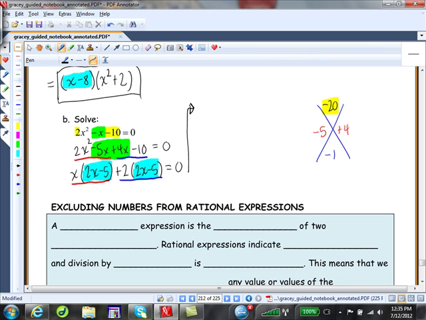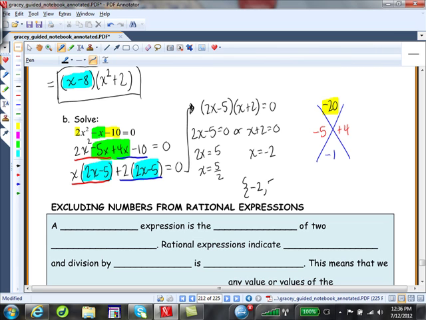I'll come up here so we have some room to work. So, factoring out the 2x minus 5, we're left with x plus 2, and that's all equal to 0. Now we can use our 0 product principle. So 2x minus 5 is 0, or x plus 2 is 0. 2x is 5, and then dividing by 2, we get x is 5 halves, or x is negative 2. So our end result is negative 2 and 5 halves. Those are the only 2 numbers that will satisfy the equation.